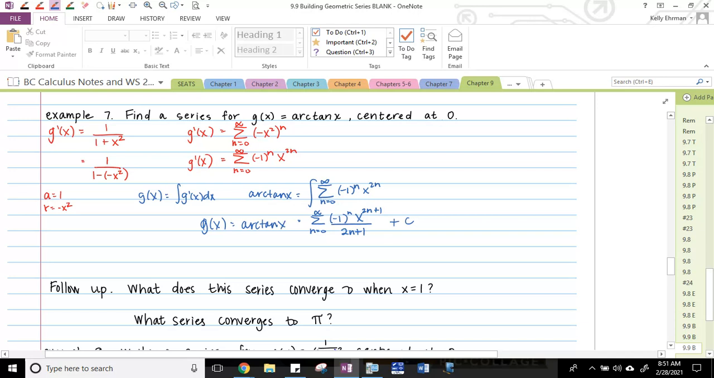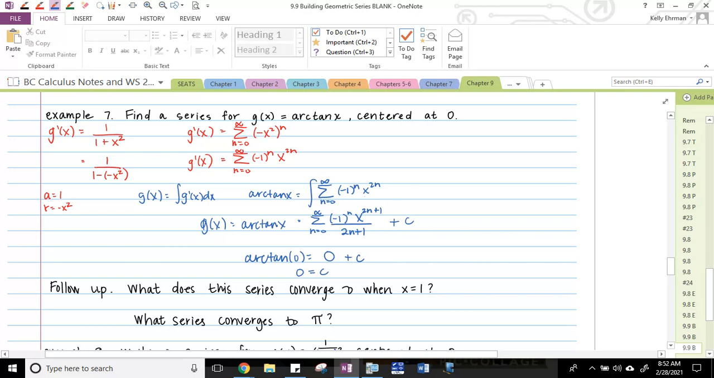Now, you always think about what's happening at the center. So when I plug in 0, the entire summation goes away. So we're saying that arctangent of 0 is equal to 0 plus c. Arctangent of 0 is 0. So there's a case again where we go through this formal process, but c was 0 anyway. So if we would have forgotten about it, we would have still had the right answer.